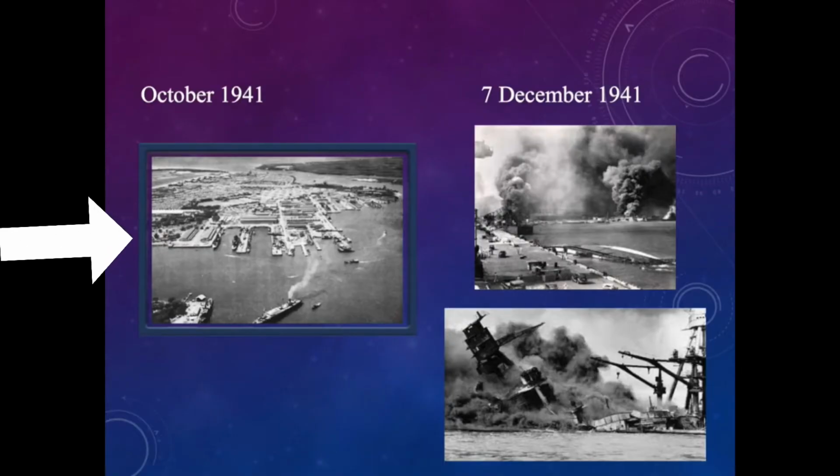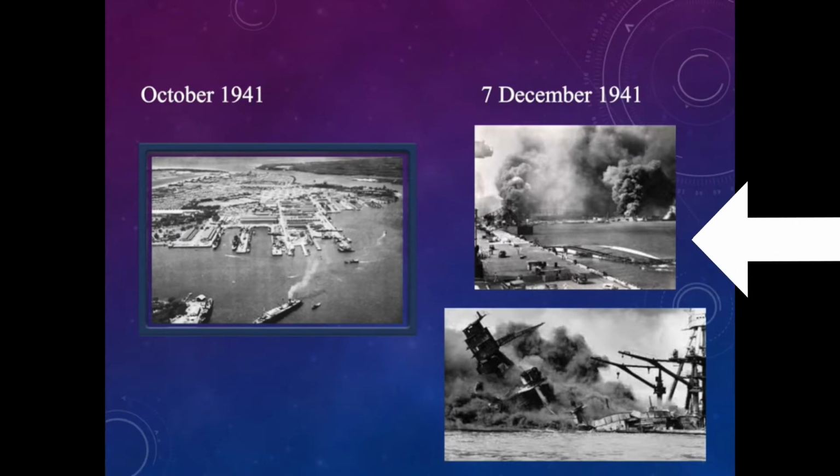The picture on the left shows Pearl Harbor in October 1941. The two pictures on the right show Pearl Harbor after the attack on the 7th of December 1941. Note the difference. The huge plumes of smoke rising from the battleships. The bottom picture shows the sinking of the USS Arizona.